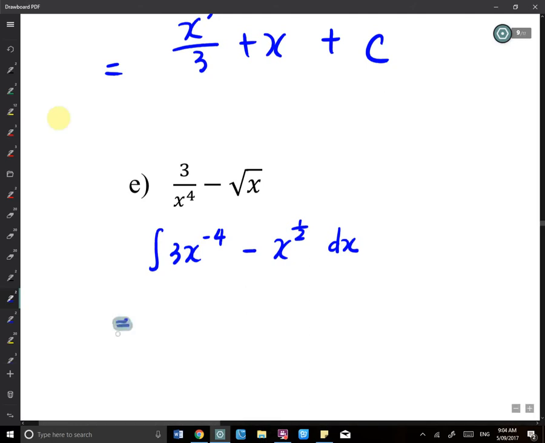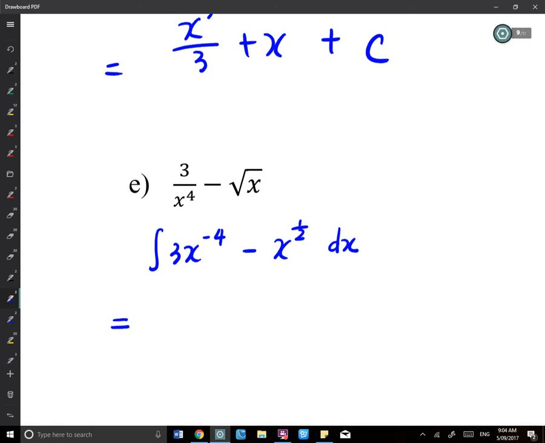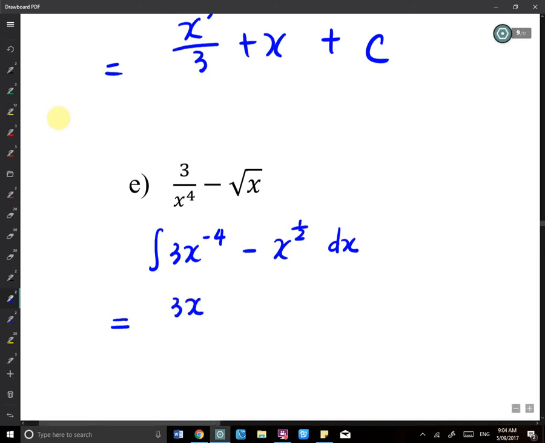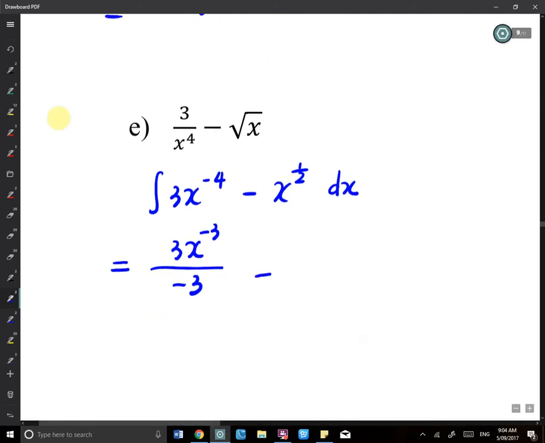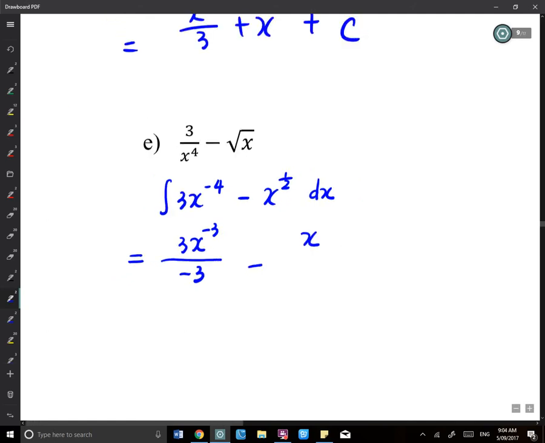So why I like to write things in the index form, because I can see where my negative is easily. So for example, this one, that's 3x to the power of negative 4 plus 1, you have negative 3. And then you will directly divide by negative 3. Things will look really clear. Minus x to the power of half. What is half plus 1? It is 3 over 2. I will divide by 3 over 2 here. I'll still write in the fraction form. Because the integral sign disappeared, I will have the plus c at the back.